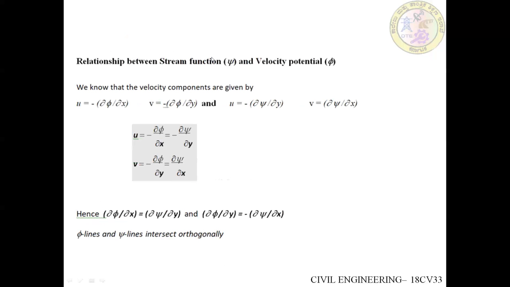Next comes the relationship between the stream function psi and the velocity potential phi. So this is the relationship: u is equal to minus dou phi by dou x, which is equal to minus dou psi by dou y. v is equal to minus dou phi by dou y, which is equal to dou psi by dou x, where the phi line and psi line intersect orthogonally.